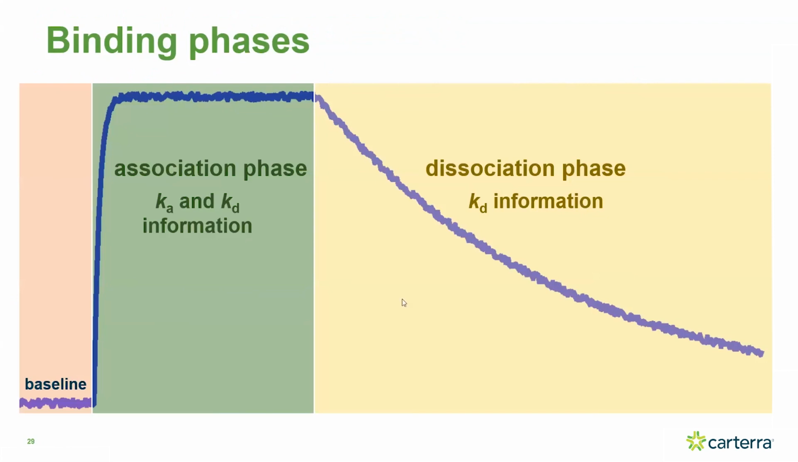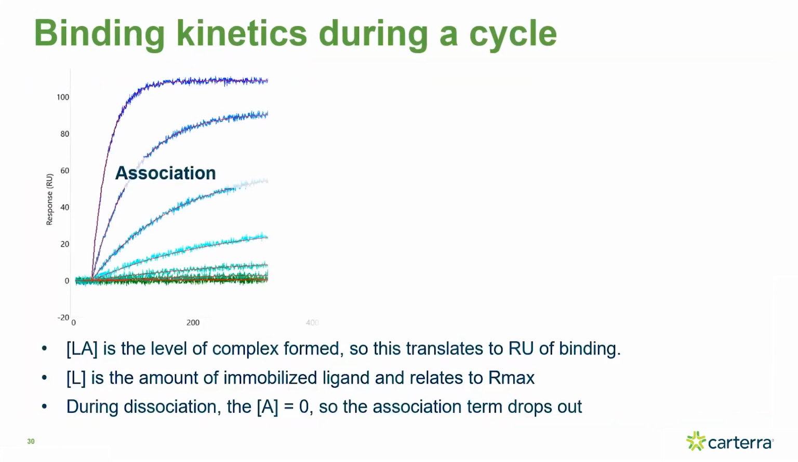So this is the schematic of a typical kinetic binding cycle where we have a baseline phase and an association phase. The association phase is determined by both the on and off rate components of the kinetic model. And then as the concentration goes to 0 in the dissociation phase, we get the KD, or the dissociation rate constant information. Diving into this a little bit more.